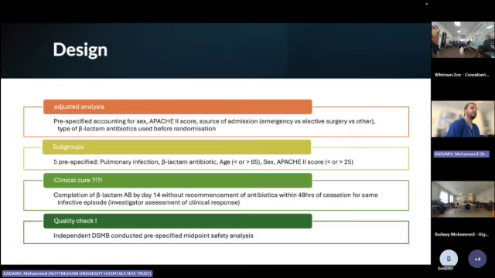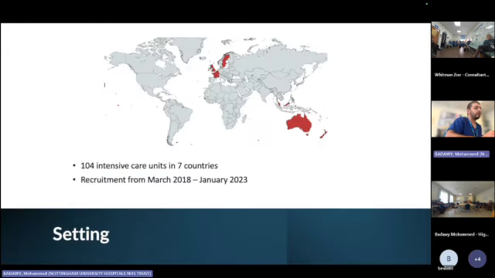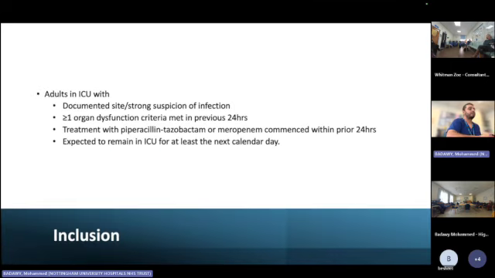And they had a quality check, which is an internal and external independent quality check conducted at midpoint, just to make sure the study is up to the desired quality. It's a huge study, 104 intensive care units, 7 different countries, including New Zealand, Australia, Belgium, France, and UK. And the recruitment period was about 5 years, from 2018 to 2023. It was delayed a little bit because of COVID, but continued afterwards.